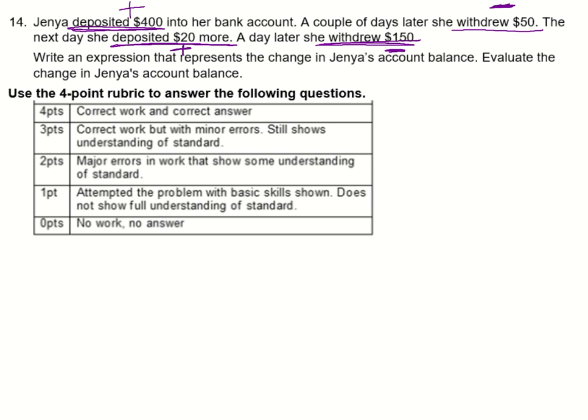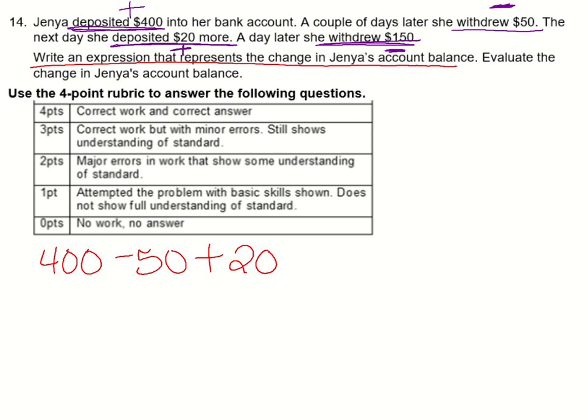So the biggest thing I saw was people weren't reading all the directions. So the first thing is it says we have to write an expression. And then it says period. So we really can't do anything until we do that. So we gotta write the problem. I wrote all my signs out, so that's really gonna help. So 400 is positive, 50 is negative, so just write minus 50, positive 20, negative 150. So notice that I was able to write out my problem just by using the signs I wrote down.